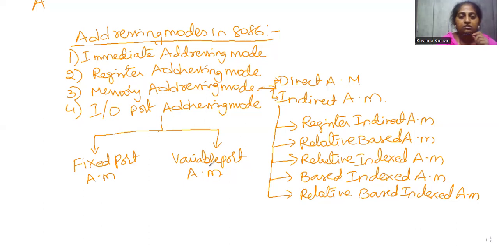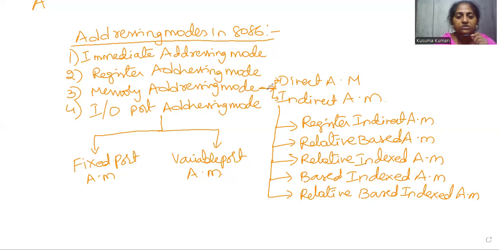Is it clear? So addressing modes are the various ways by which the microprocessor can get the data by accessing the memory location or IO ports. By which methods it can identify the memory location or the IO ports in order to get the data or in order to store the data. So here there are four types: immediate addressing mode, register addressing mode, memory addressing mode, and IO port addressing mode. This is the first classification.